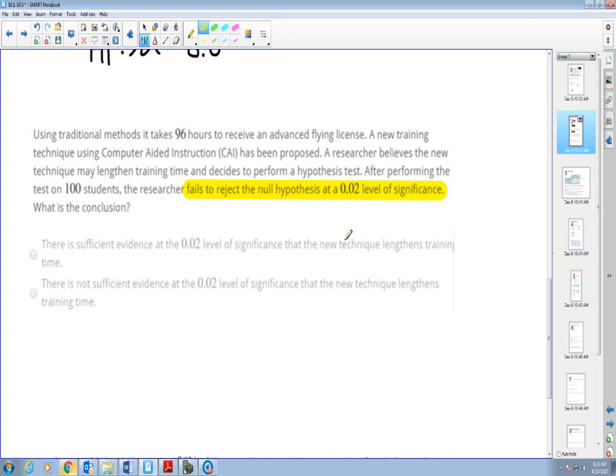So what it's saying is it's supposed to be 96 hours. So that's the null hypothesis. A researcher believed using this new technique of training will lengthen the training time to be more than 96 hours. But it turns out that the researcher fails to reject.